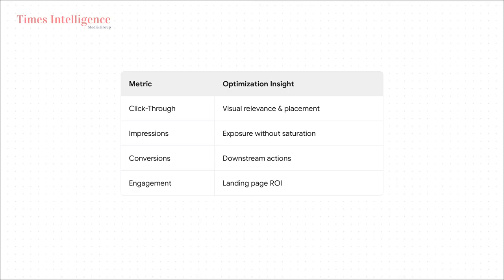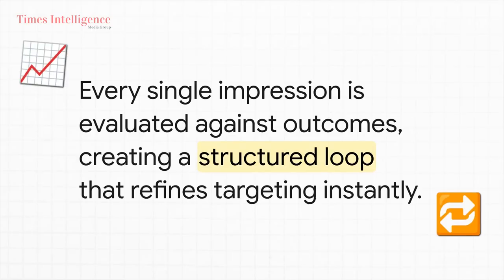Click-through rates give you direct insight into visual relevance and your placement strategy. Impressions monitor exposure frequency, keeping you from hitting audience saturation or causing ad fatigue. Conversions, of course, track downstream actions, proving the ad actually drove a sale, not just a surface-level click. And finally, engagement duration measures how long users stick around after clicking, which really validates the effectiveness of your landing page.